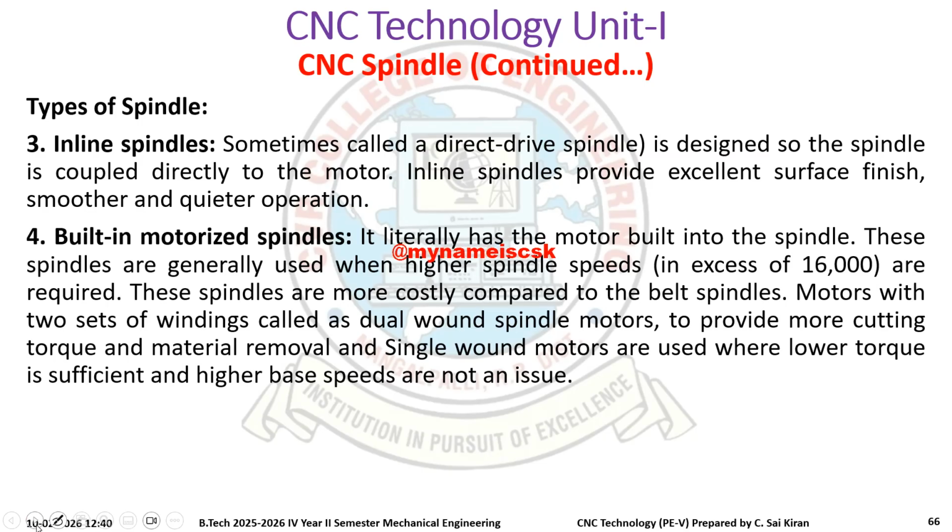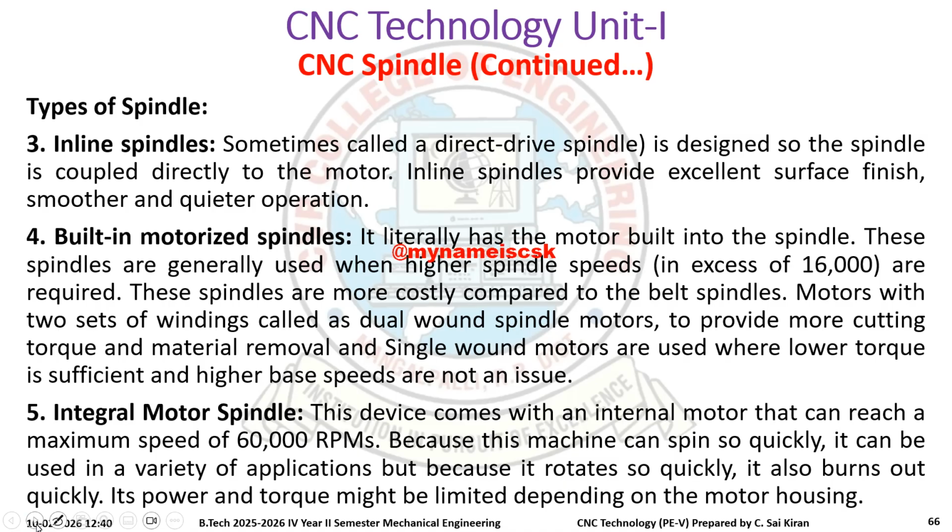Next is the built-in motor spindle. So motors are built inside the spindles, and when high spindle speeds in excess of 16,000 rpm are required, then we use this built-in motor. So inside there is a motor, so a high speed is generated very easily.